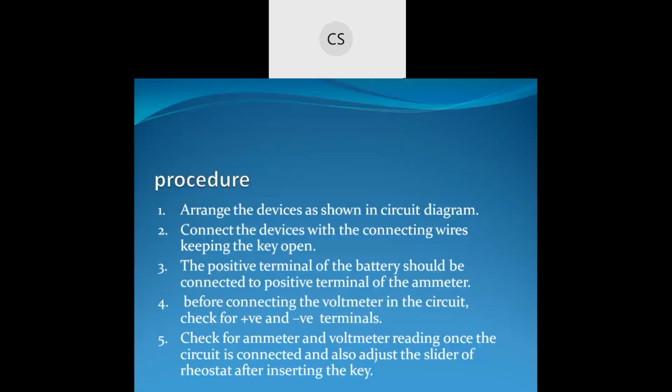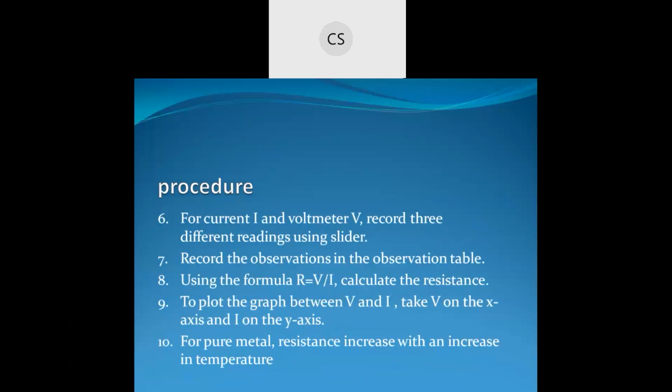Procedure. Number 1, arrange the devices as shown in the circuit diagram. Number 2, connect the battery with the connecting wires, keeping the key open. Number 3, the positive terminal of the battery should be connected to the positive terminal of the ammeter. Number 4, before connecting the voltmeter in the circuit, check for positive and negative terminals. Number 5, check the ammeter and voltmeter readings once the circuit is connected, and also adjust the slider of the rheostat after inserting the key.